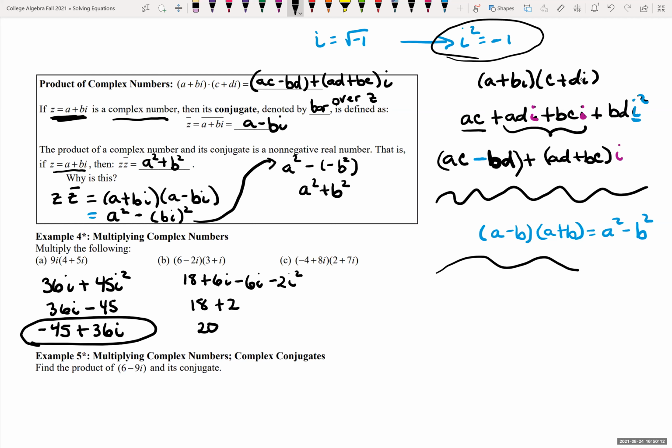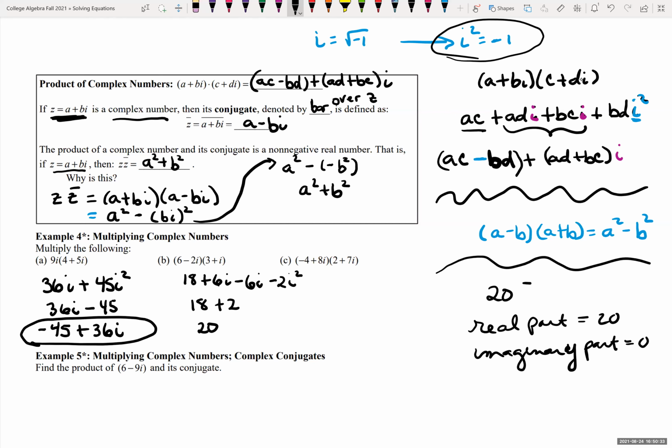I just want you to be aware, again, real numbers can be rewritten as complex numbers. So if I was asked what the real part is, that's 20. The imaginary part, though, of a real number is 0. I can technically write every real number as a complex number in standard form, 20 plus, in this case, 0i.